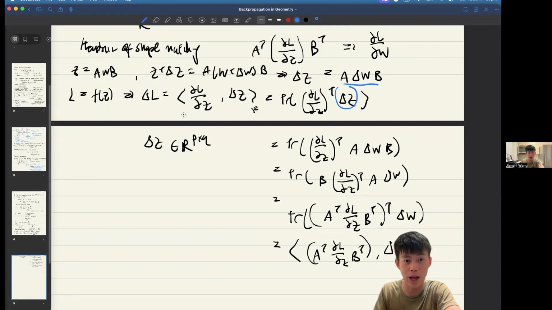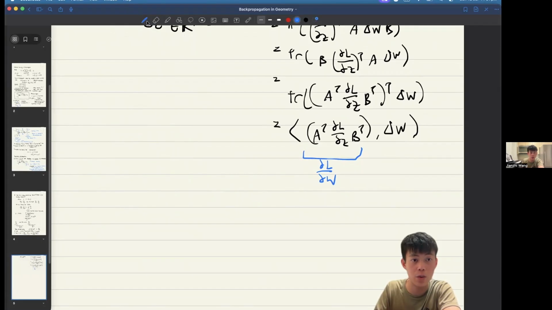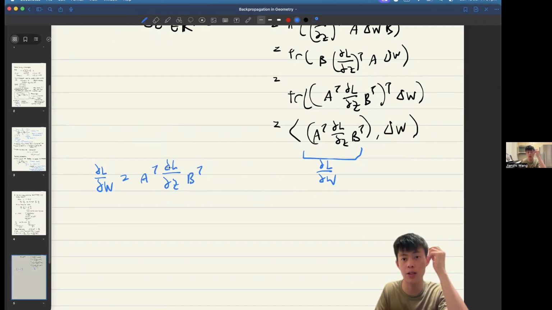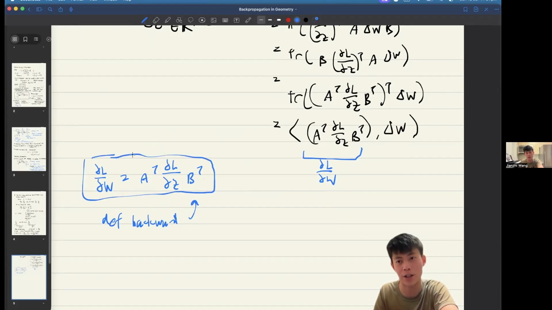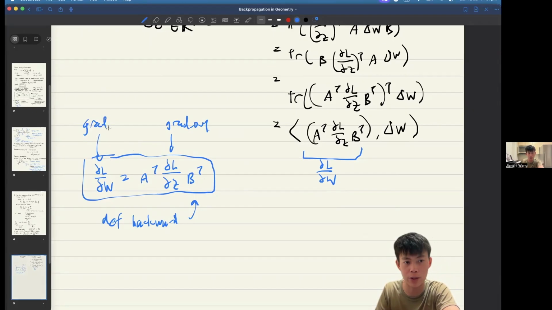You note that we had this definition, right? The change in loss is the inner product of the Jacobian of the loss with respect to the intermediate Z and a change in Z. And we expressed it in terms of the inner product of something with a change in W. So by definition, this is precisely the partial L partial W that we are looking for. So we actually have a proof that partial L partial W is A transpose partial L partial Z B transpose. If we're coding up the backward function in the PyTorch kernel, we'll precisely be coding up this equation, how it transforms the gradient with respect to the output to the gradient with respect to the input.